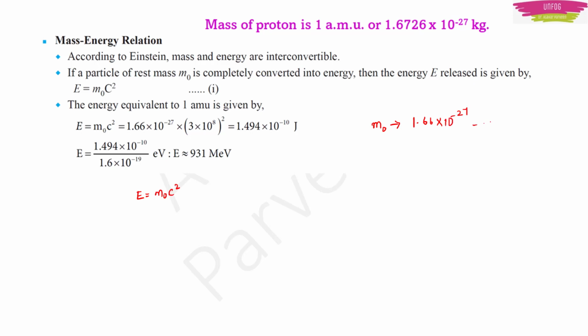So the energy equivalent to 1 AMU will be given as E is equal to m naught c square, and here the m naught value will be 1.66 into 10 to the power minus 27 kg, because we always take mass in kg in E is equal to m c square. Of course, this mass of 1.66 into 10 to the power minus 27 kg is equal to 1 AMU. This also you should remember.